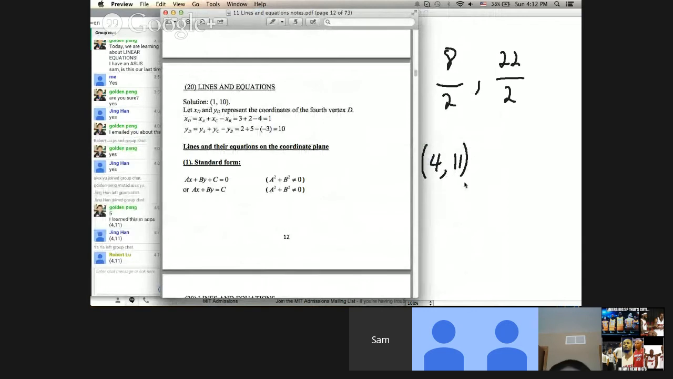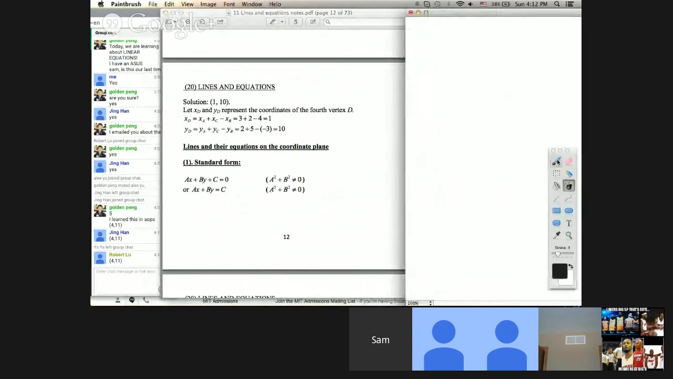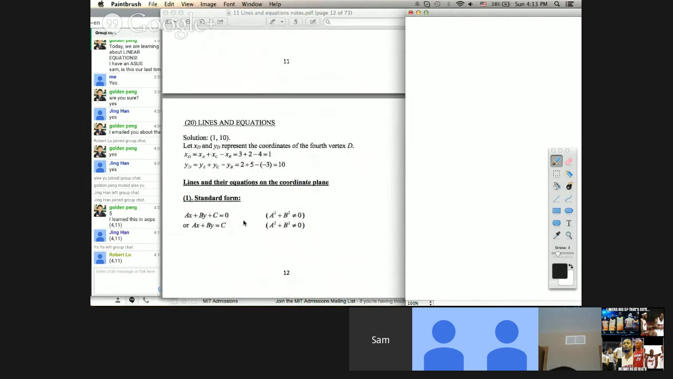Okay. Next thing we'll talk about is lines and their equations in the coordinate plane. So there's actually 3 types of ways. I don't think there's 2 listed here, but there's 3 types. So the standard form of any line, this is for lines only, is ax plus by plus c equals 0. So this is just like the standard equation for any line. So any line can be written like this.